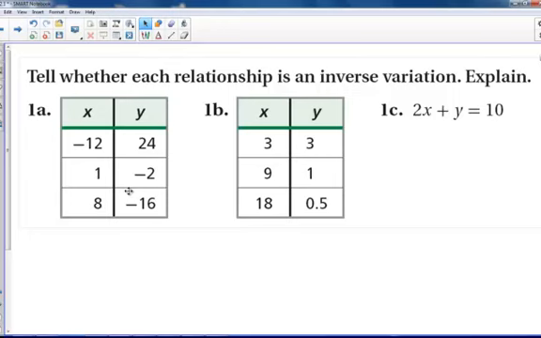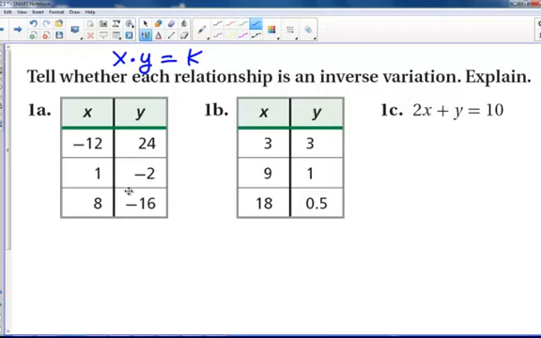So, are these inverse variation? So the question is, does x times y give you a constant? Well, negative 12 times 24 is definitely not equal to 1 times negative 2, because that's negative 2. Something way bigger. It would be negative 288. And 8 times negative 16 would be negative 128. So this is no. This is not an inverse variation.